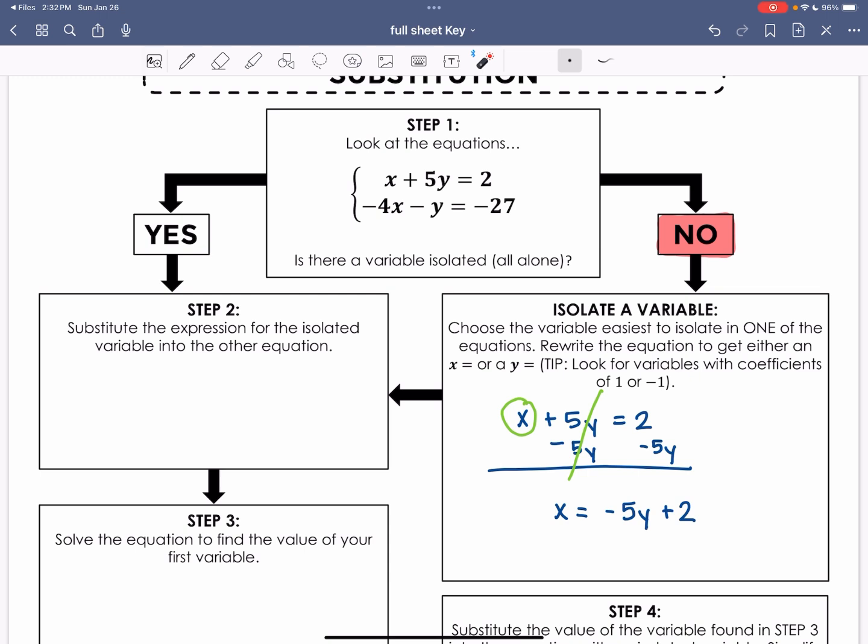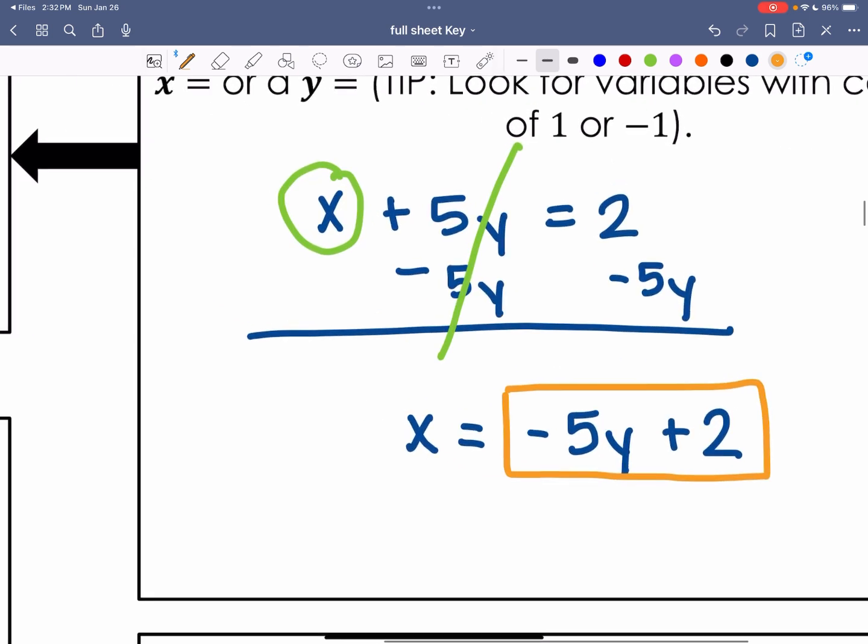So continuing on with our process, following the arrow this way, we are now on step 2, which says substitute the expression for the isolated variable into the other equation. So x was isolated and it equaled negative 5y plus 2. So I'm going to take that, and instead of using x in the second equation, I'm going to use the negative 5y plus 2.